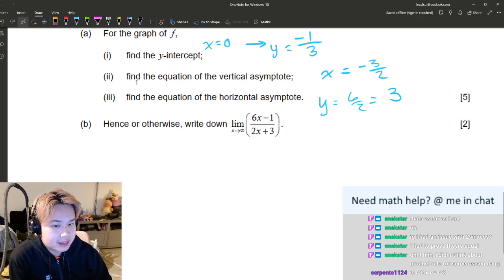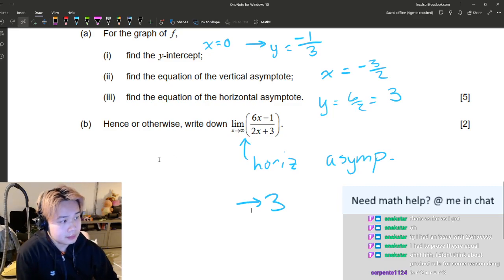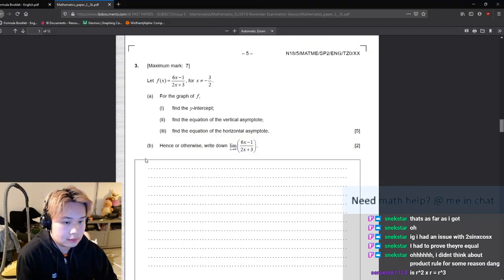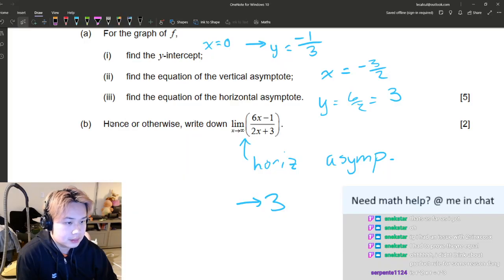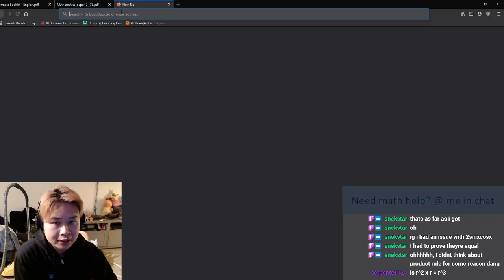And then, hence or otherwise, write down the limit as x goes to infinity of all of this stuff. So essentially this is just asking in a different way, what's the horizontal asymptote? So this limit is 3. So I think that's it. And if you don't believe me about this limit stuff, well, let's just go to Desmos.